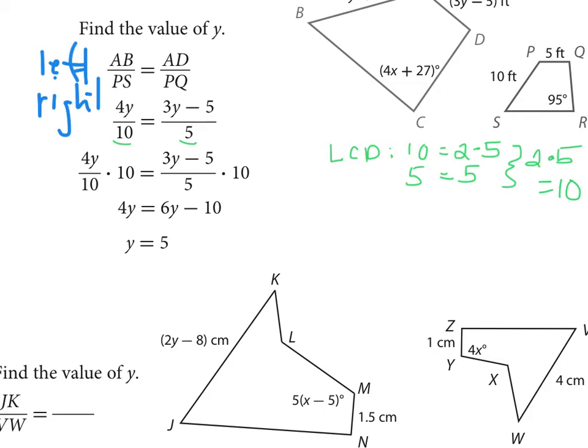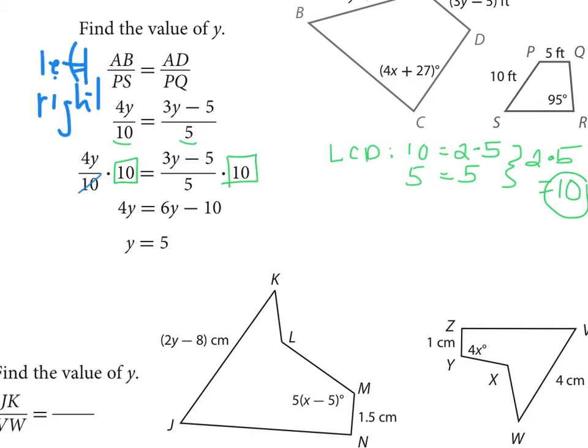So what we're going to do once we have our LCD is multiply the LCD on both sides of the equal sign. That is the multiplication property of equality that allows us to do that, because it's the same number we're multiplying by. And then we're going to go through and cancel out common factors.